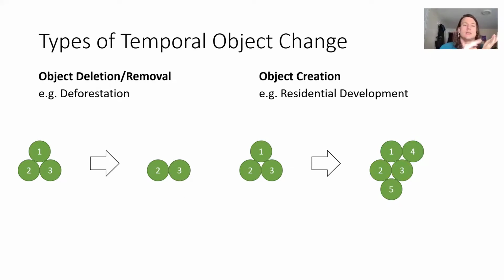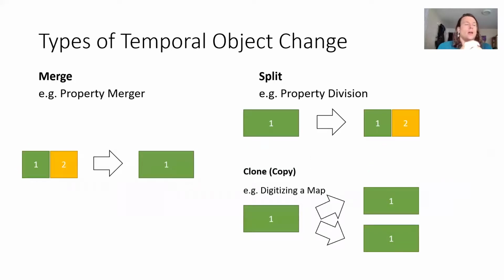You can have object deletion or removal. That would be like deforestation. You can have object creation, say a new residential development gets put in. You can also have mergers. For instance, if two properties get merged to consolidate and build a larger development on it, or the inverse of that would be property division. You could split a property into two subunits. You could copy. For instance, if you digitize a map, you could create a copy of a data record.